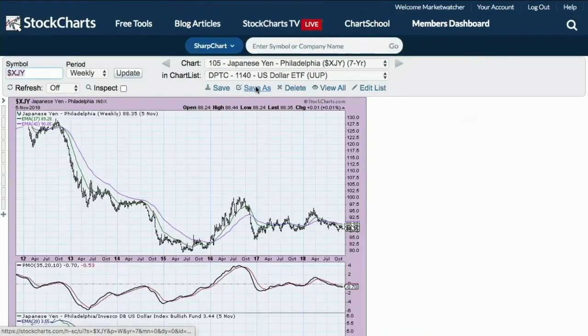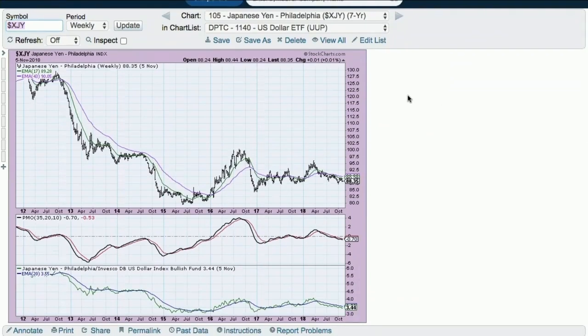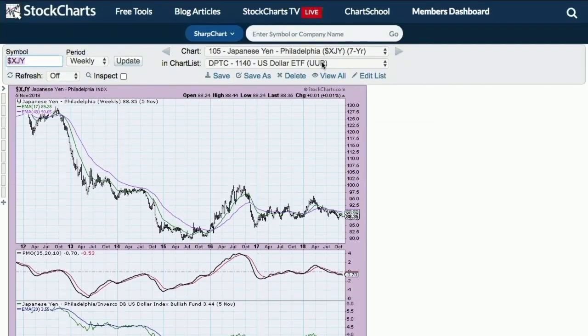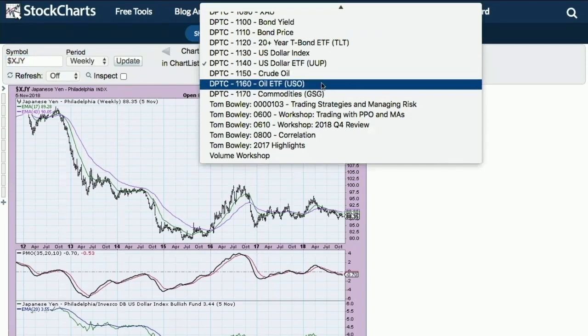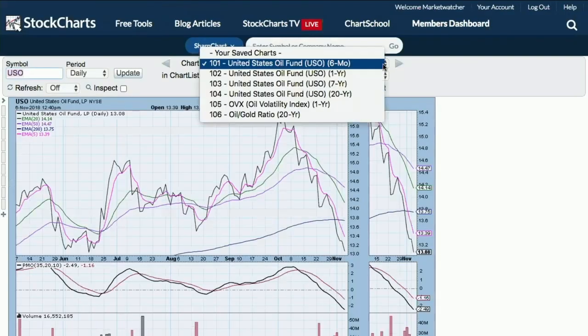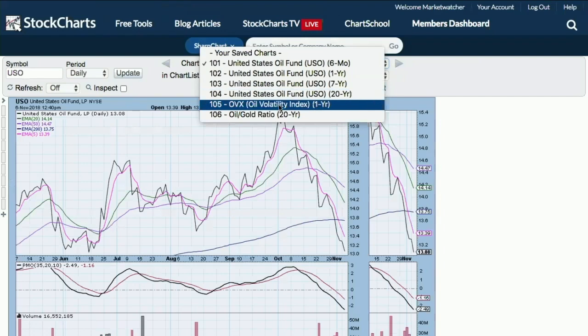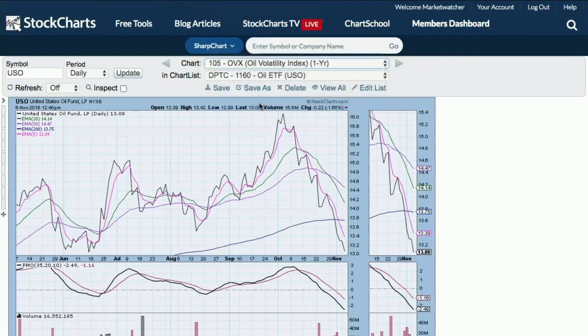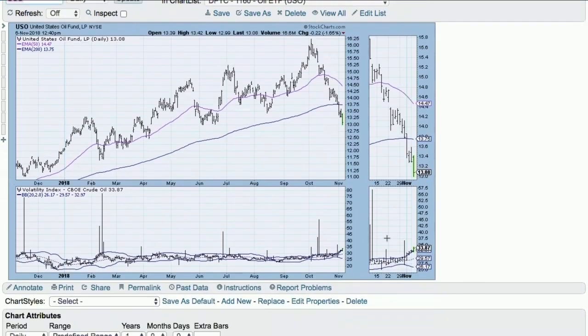And of course, you could add more in there for what you would like, but these were the ones that we have ready-made and prepared for you. All right, and the commodities, well, we'll go ahead and look at the oil ETF chart list. And again, it's all of the different time frames already ready for you. And then we also have the oil volatility index. I don't know if you knew that that was a thing, but we do have that.